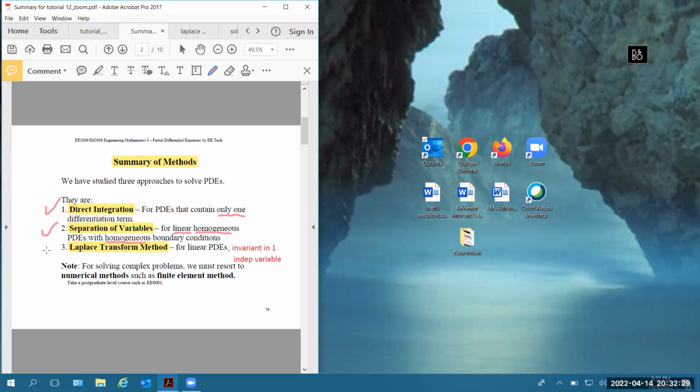So tonight we are going to talk about the Laplace transform method. What is this method for? It's for a linear PDE, so it has to be linear. And with this condition, it must be invariant in at least one independent variable. It can be invariant in both independent variables, but at least in one. So let's look at the Laplace transform method to see what it is about.